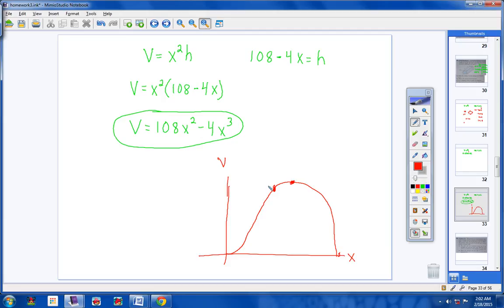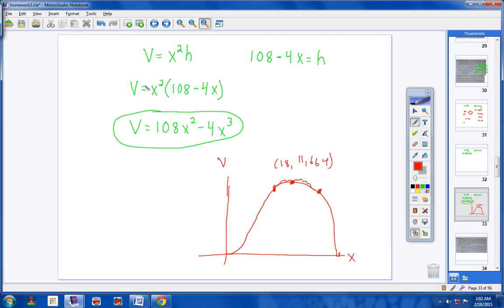Then make sure that you scroll past the high point. So I would move your cursor all the way to about right here, and then hit enter. And then it says guess on your screen. Hit enter again, and it gives you the ordered pair right there in front of you. Look at that. It says 18, comma 11,664.